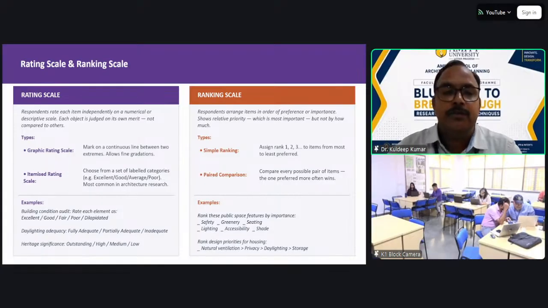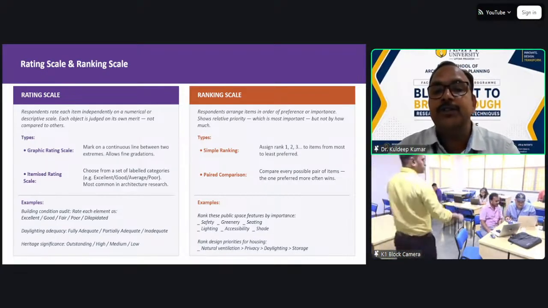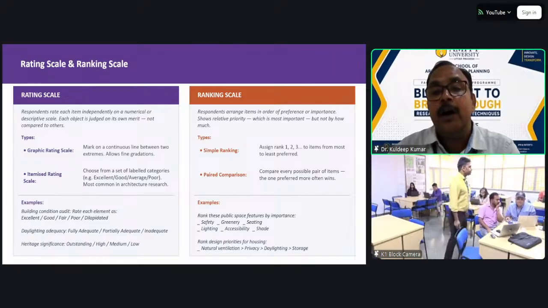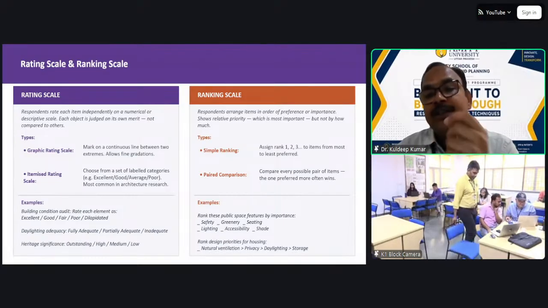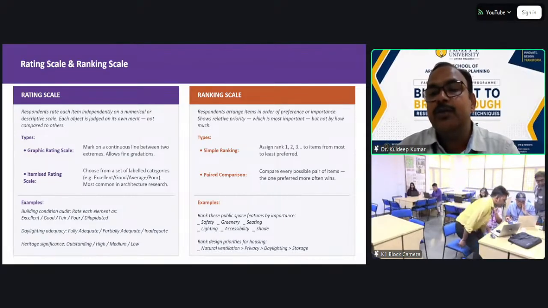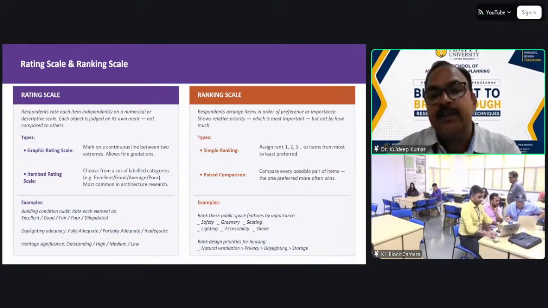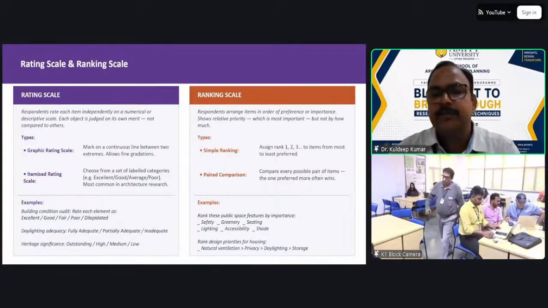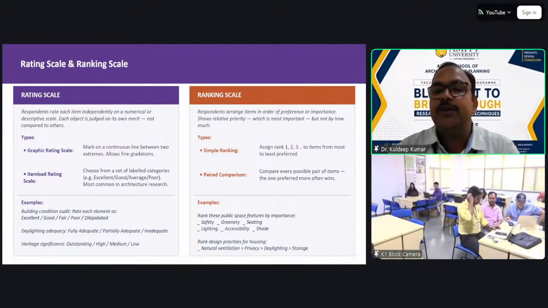So to summarize, we can see the key difference between ranking and rating. The rating tells you how good an item is on its own. Ranking tells you which item is preferred over the other. Both are valuable, as we can see. The choice depends on whether you need absolute assessment or relative priority.